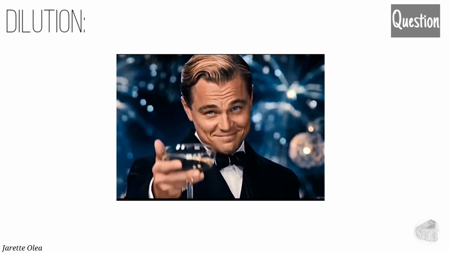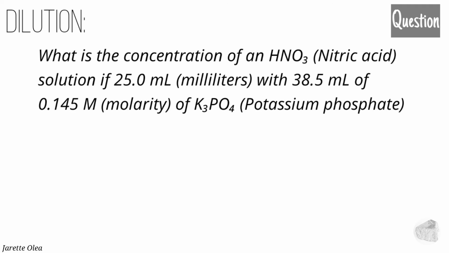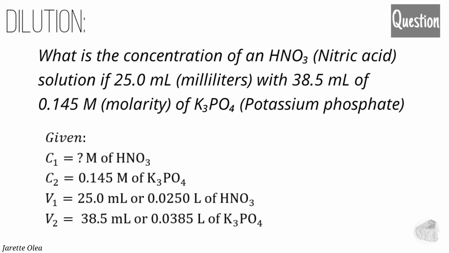Finally, let's attempt one more shot. What is the concentration of a nitric acid solution if 25 milliliters reacts with 38.5 milliliters of 0.145 molarity of potassium phosphate? Our given values are C1 is the unknown molarity of nitric acid, C2 as 0.145 molarity of potassium phosphate, V1 as 25 milliliters of nitric acid or 0.0250 liters, V2 as 38.5 milliliters of potassium phosphate or 0.0385 liters.